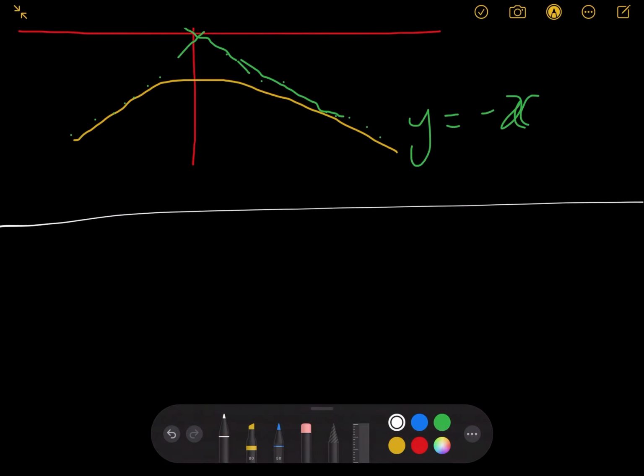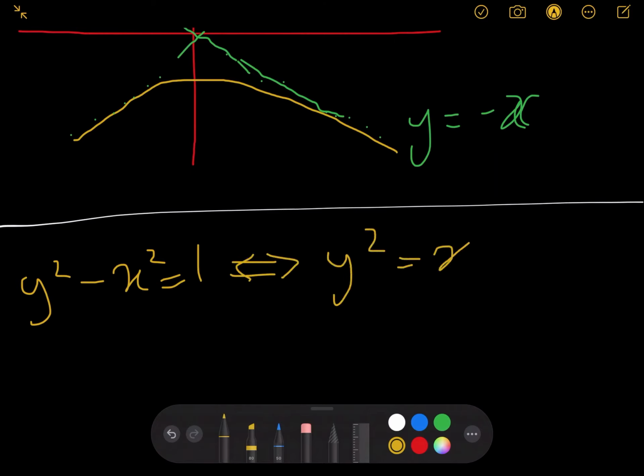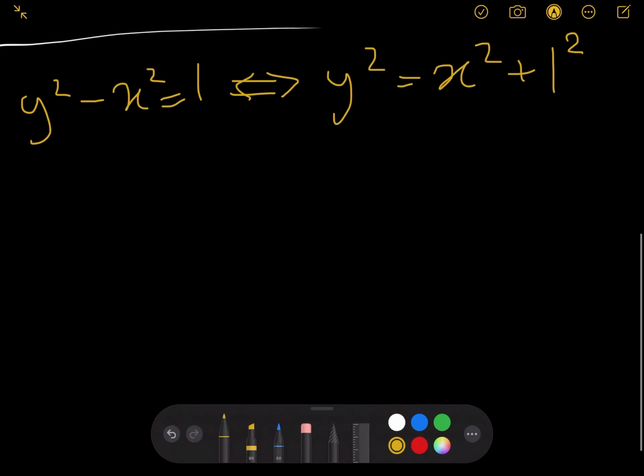Let me just rearrange the equation first. y squared minus x squared is equal to 1, which is equivalent to saying y squared is equal to x squared plus 1. And I'm just going to rewrite this 1 as 1 squared. Already this seems to have a very familiar form. For those of you who know the Pythagorean theorem, you would immediately recognize this.